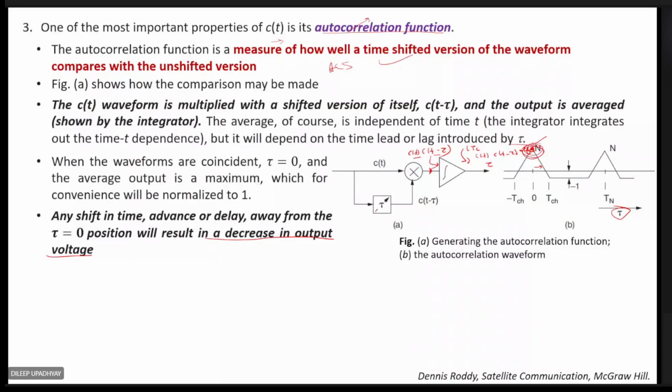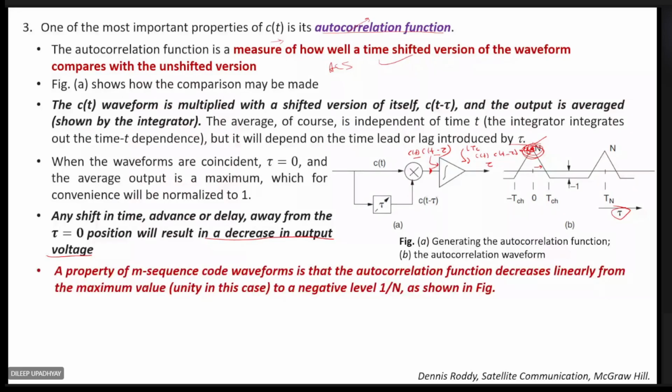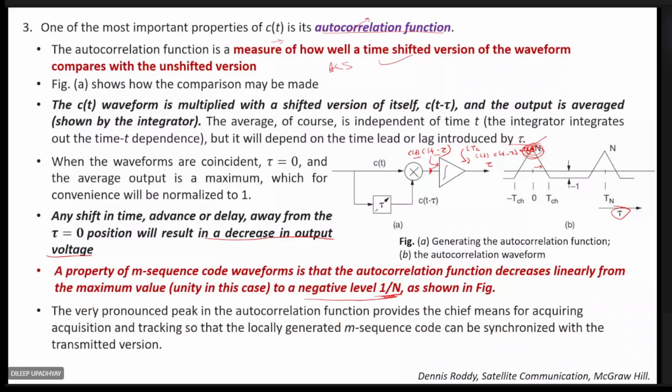So the property of the M-sequence code waveform is that the autocorrelation function decreases linearly from the maximum value until unity in this case, because if we normalize this, we can divide the whole value by N. So the peak value will be 1 and the slope will vary by 1 by N. The very pronounced peak in the autocorrelation function provides the chief means of acquisition and tracking.